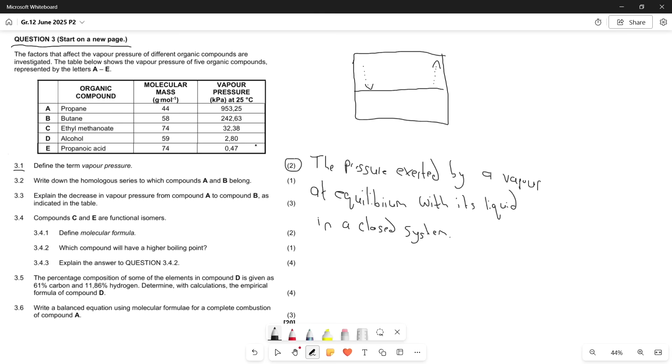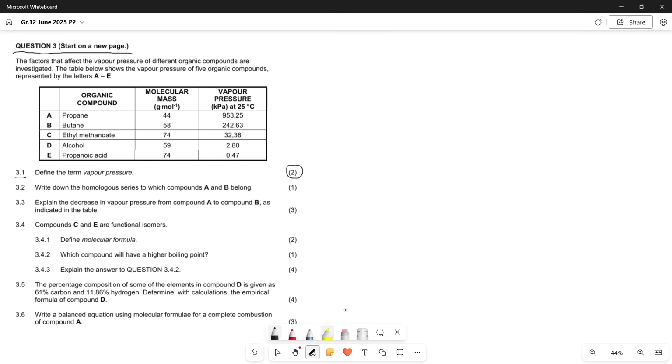But what is important is the application of vapor pressure, because linking back, this whole section is about boiling point. And what we know about boiling point and what we're about to break down is that boiling point is inversely proportional to vapor pressure. They are not the same. So if something has a higher vapor pressure, it means it has a lower boiling point. But if something has a lower vapor pressure, it means it has a higher boiling point.